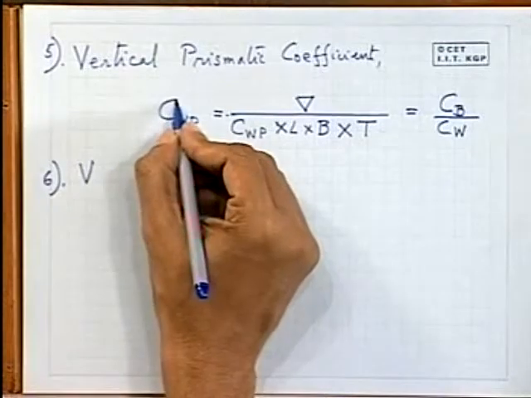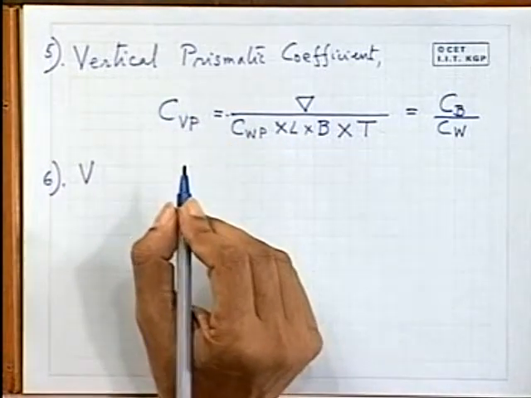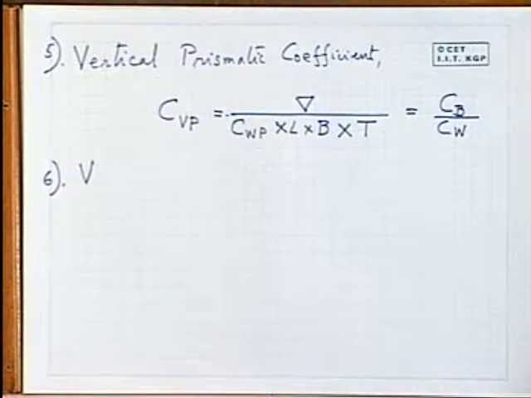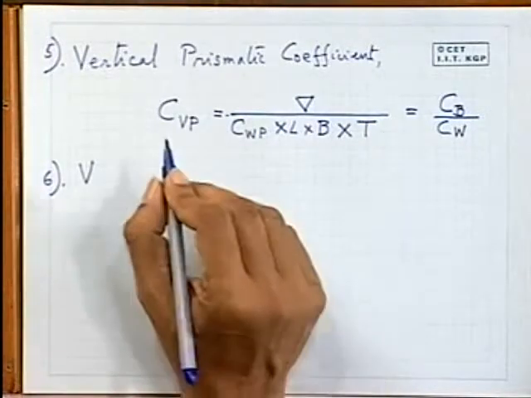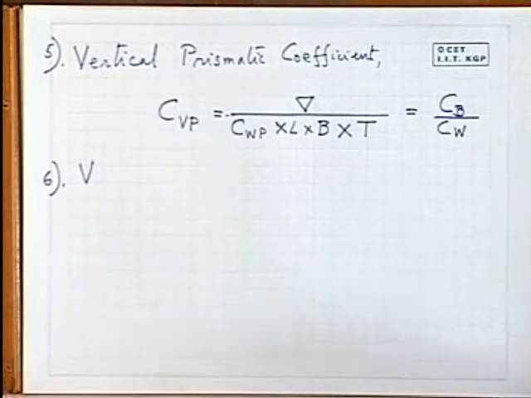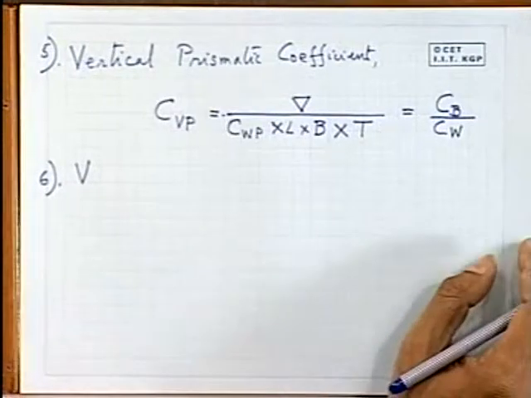Now, these coefficients are given. If you want to draw the offsets from methodical series, they will give you these coefficients. That means the variation of these coefficients according to the LCB for various ships they have given in tabular form. And also from resistance you will find the residuary resistance curve.